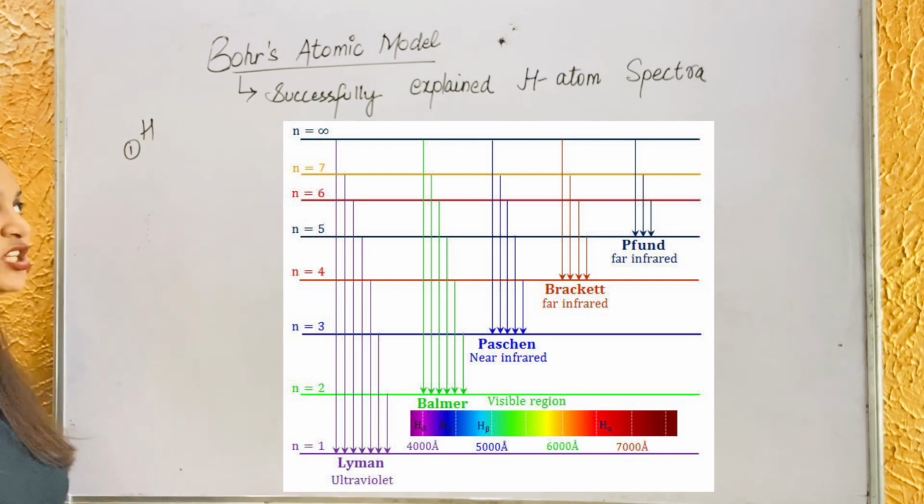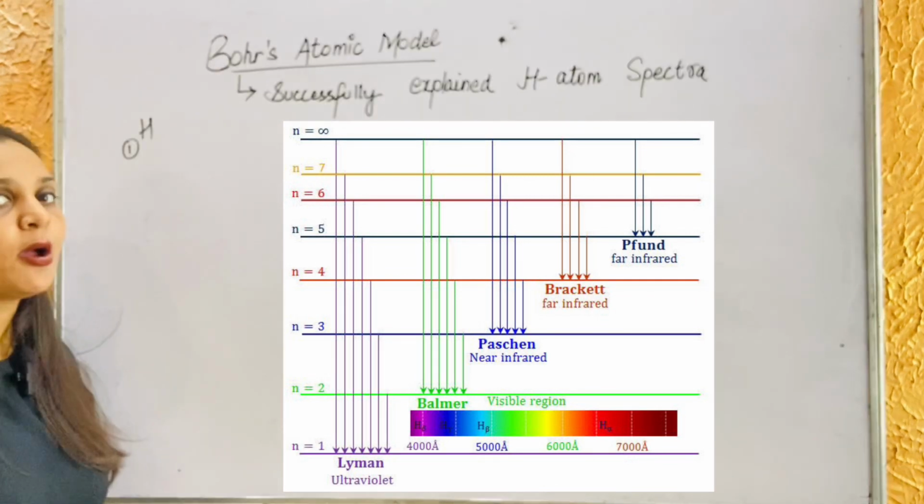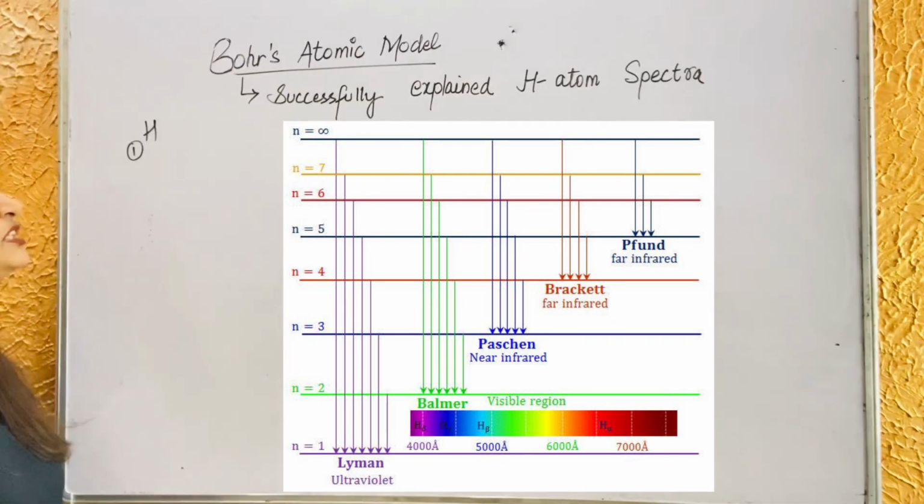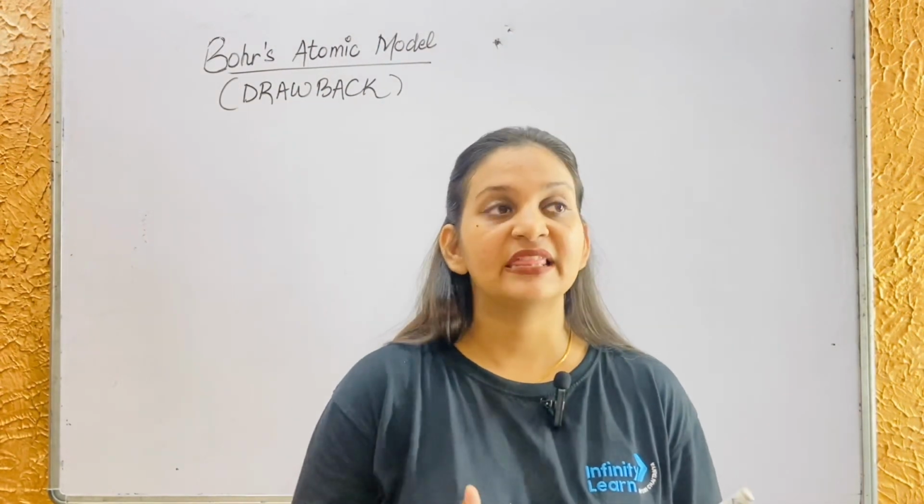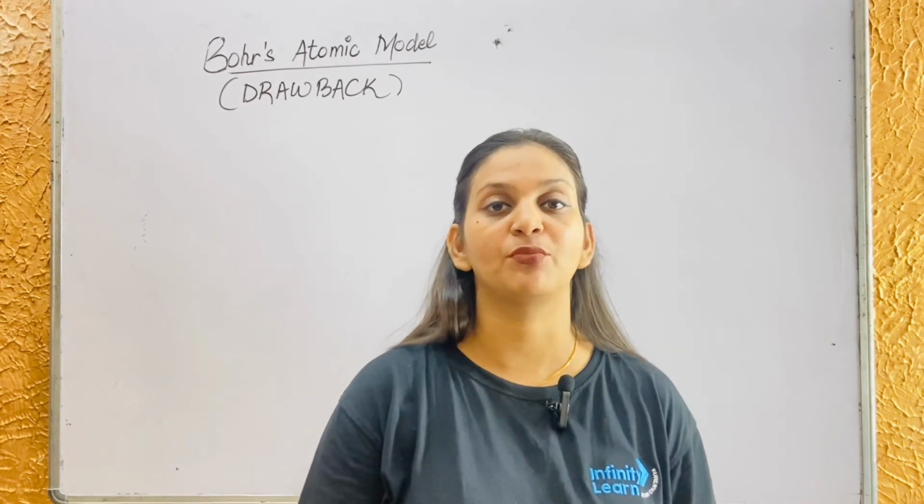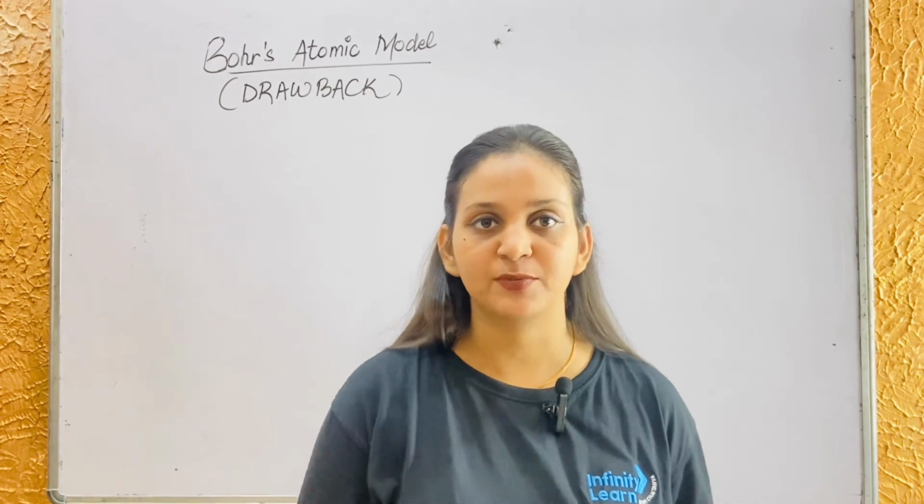That was the explanation of the hydrogen atom spectra by Bohr's atomic model, and it was one of the greatest achievements of Bohr's atomic model. Bohr had successfully explained why those 5 series, that is the Lyman, Balmer, Paschen, Brackett, and Pfund series, were found in the case of the hydrogen atom spectra.